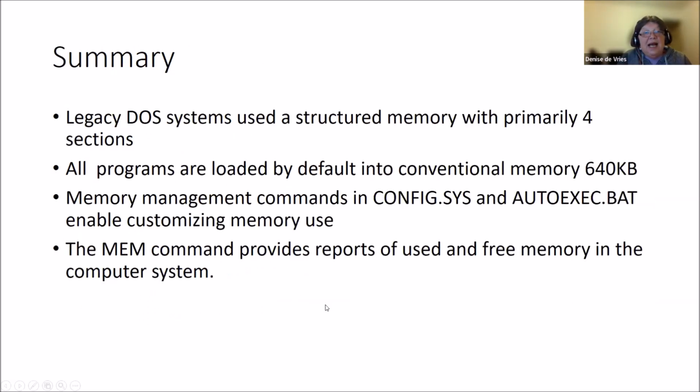So what have we learned today? Legacy DOS systems had a structured memory with primarily 4 sections that are all a little bit different. All programs are loaded by default into the base conventional memory of 640K. Memory management commands in config.sys and autoexec.bat enable customized memory use, and you can see what you've done and how much memory you've got by using the mem command to report on what was used and how much free memory you have in the computer system.